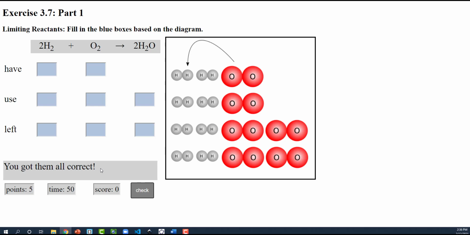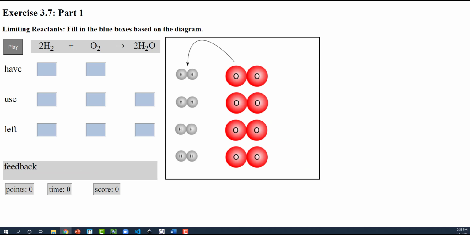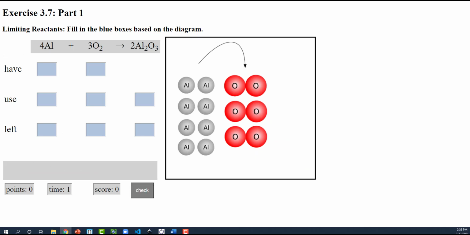Let's just try, well, this gave us the same one, so let's refresh the page and get a different question. So let's look at this one here. Aluminum and oxygen makes aluminum oxide. So what do we have this time? There's no pairs or no molecules here. Just count the atoms, 1, 2, 3, 4, 5, so we have 8 of them. And how many oxygen molecules do we have? 3 molecules.